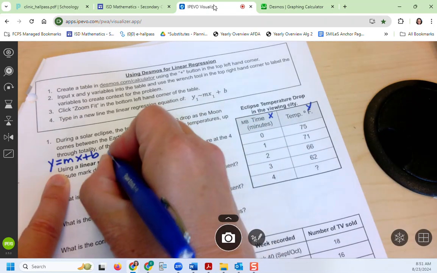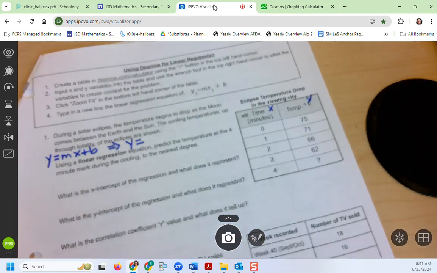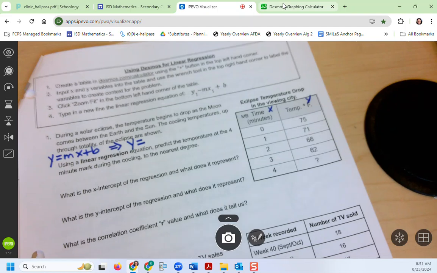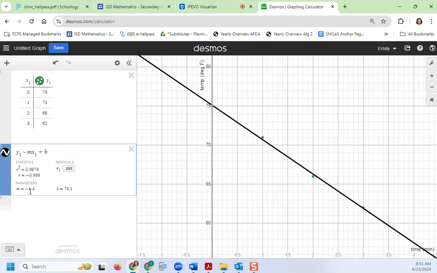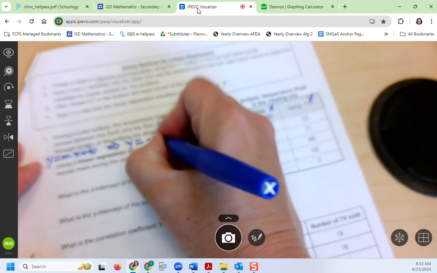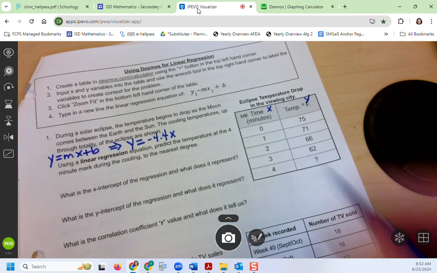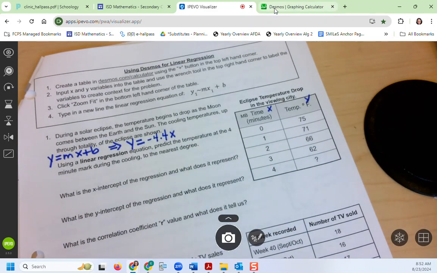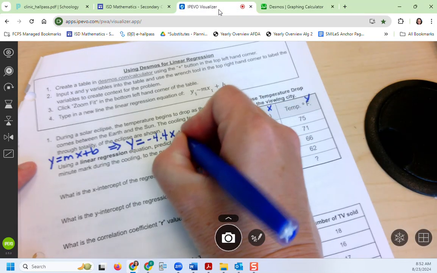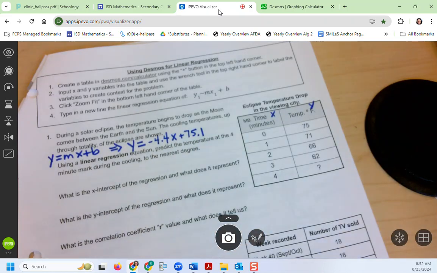So we have y equals, instead of m, we're going to find the number down here. M is negative 4.4. So y equals negative 4.4 x. And then plus b. Let's look at b again. B is 75.1. Okay, this is the equation that we're using.